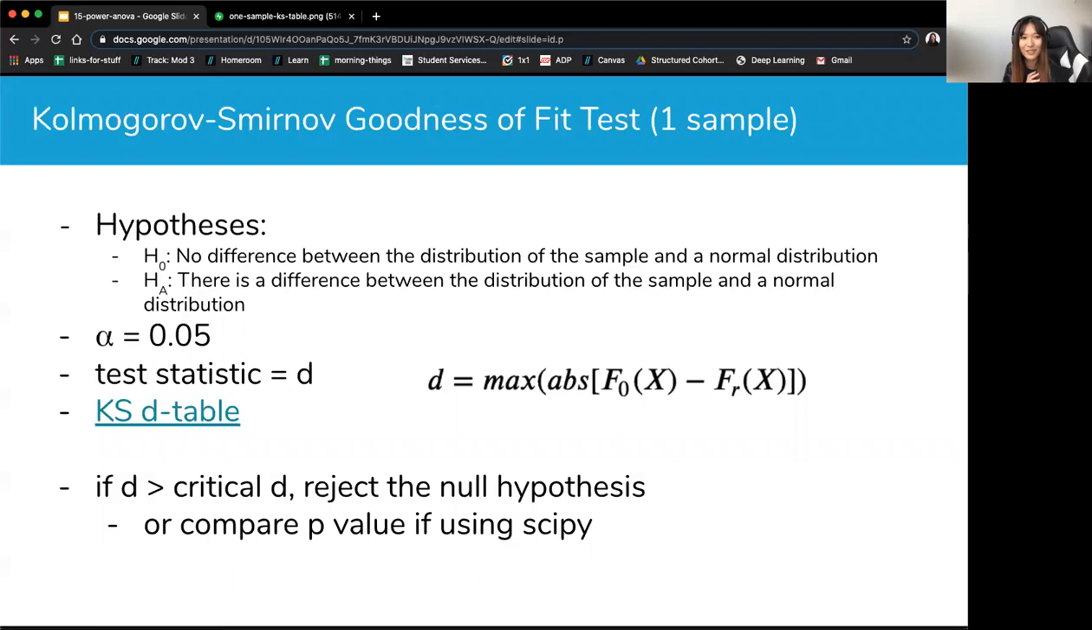Questions on this part so far? We have a sample size and we are comparing it to a normal distribution, right? That's right. And this normal distribution, what it is, how we can find it?